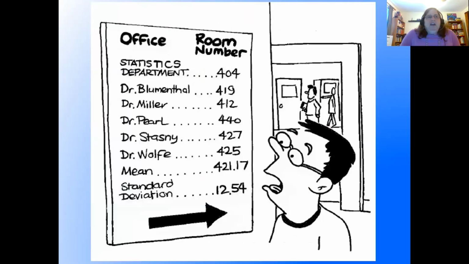Here we have some offices in the statistics department with room numbers: 404 for the main department office, Dr. Blumenthal is 419, Dr. Miller's 412, and at the end we see the mean is 421.17 and the standard deviation is 12.54. Another misuse of statistics, right? These are more nominal pieces of information, and it's not something we'd want to take the mean or standard deviation for.